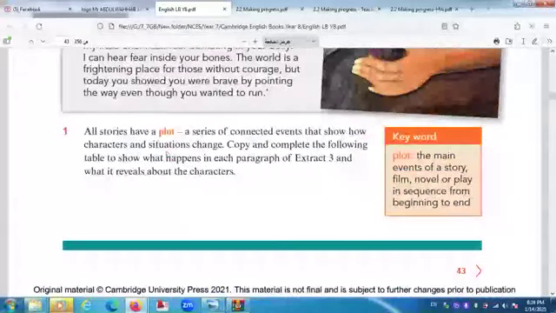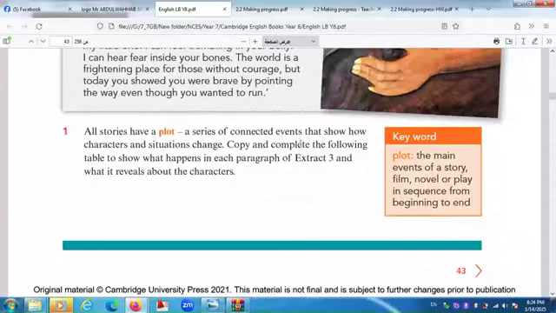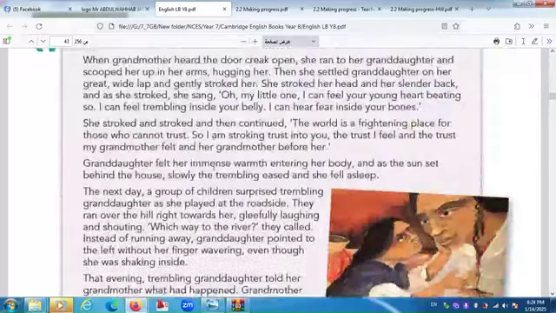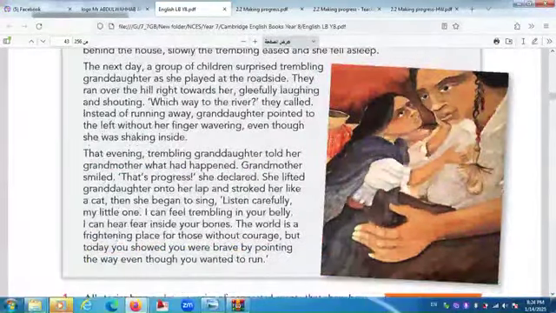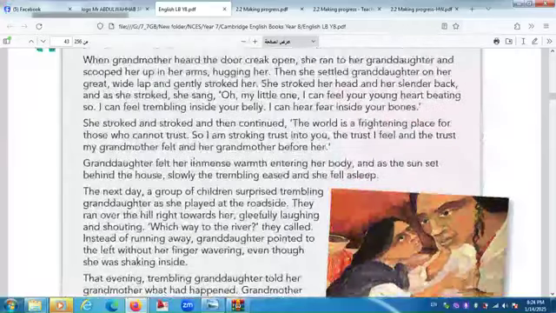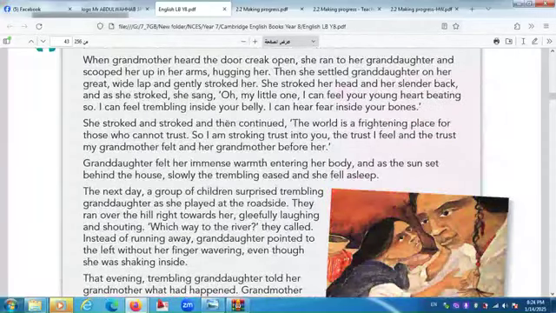Now, all stories have a plot, which is a series of connected events that show how character and situation change. Copy and complete the following table to show what happens in each paragraph in extract 3. So we have 5 paragraphs: 1, 2, 3, 4, 5. In each paragraph we have an action, and we need to say what the action is and what the reflection is, or what the meaning or the effect of that action is.